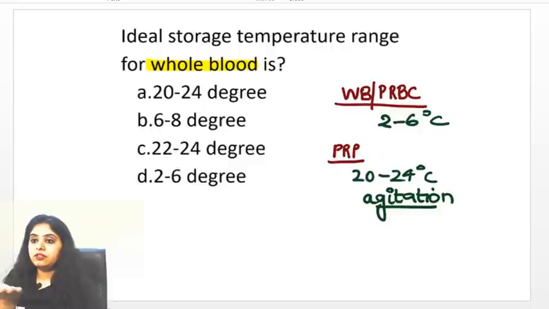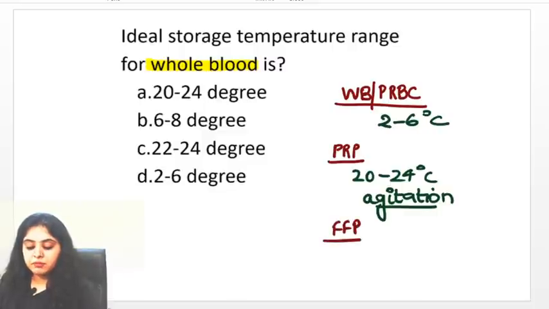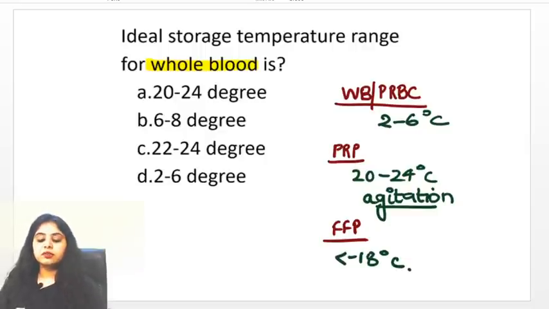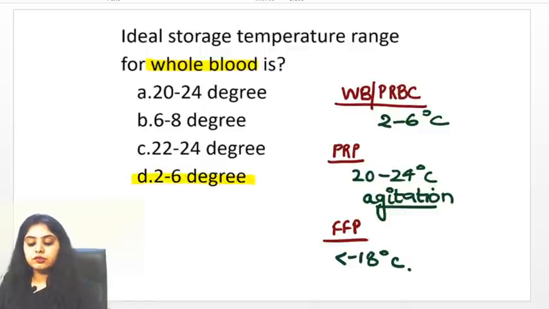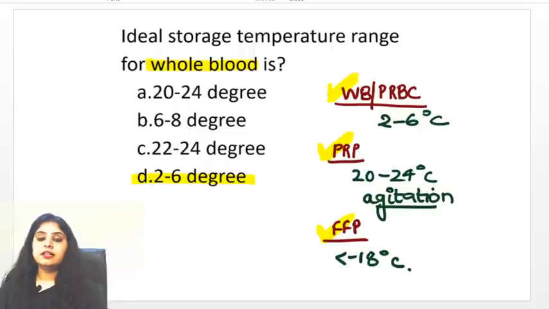The machine plates should always be moving. The platelet bags should always be moving. Otherwise, the platelets will start aggregating and you don't want that. So all the time it should be moving. 20 to 24 degrees Celsius. Moving on to the fresh frozen plasma. Obviously frozen plasma, so you have to keep it at a frozen temperature of less than minus 18 degrees Celsius. So yes, what was your question out here? Ideal storage temperature for whole blood is 2 to 6 degrees Celsius. For platelet rich plasma, 20 to 24 degrees, and for FFP it is less than minus 18.